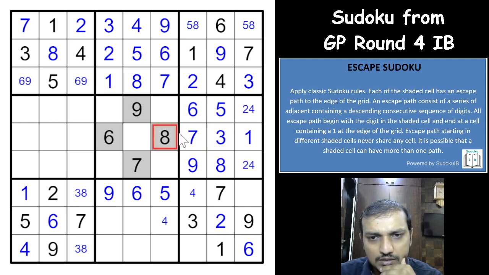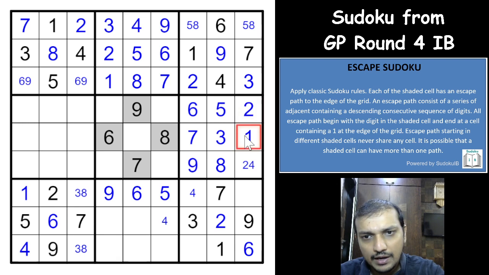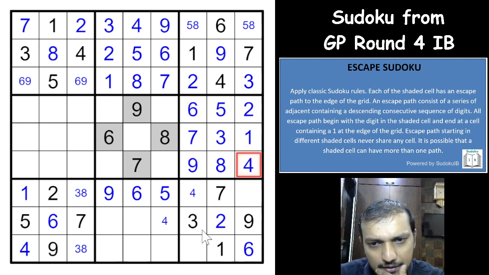So let's see the path. 8, 7, 6, 5. If you have a 4 here, there is no 2 to continue the path. 4, 3 and you don't have a 2. So this cell would have to be a 4, 8, 7, 6, 5, 4, 3, 2 and 1. You got the path here now, right?